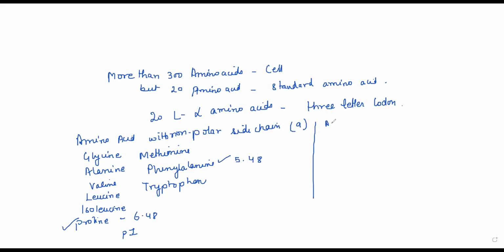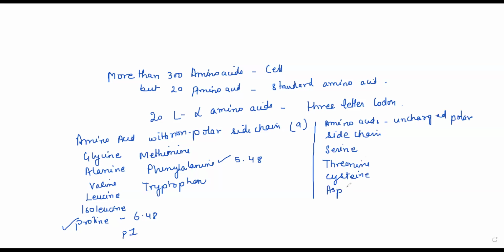We have amino acids with uncharged polar side chains: serine, threonine, cysteine, asparagine, glutamine, tyrosine. They are 6 in number.